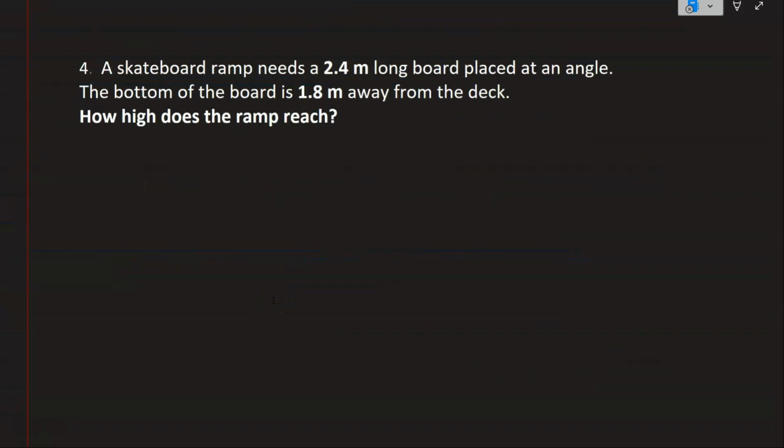A skateboard ramp needs a 2.4-meter long board placed at an angle. The bottom of the board is 1.8 meters away from the deck. How high does the ramp reach? All right, let's draw this. Okay, so skateboarders, here it is. So here is your diagram.